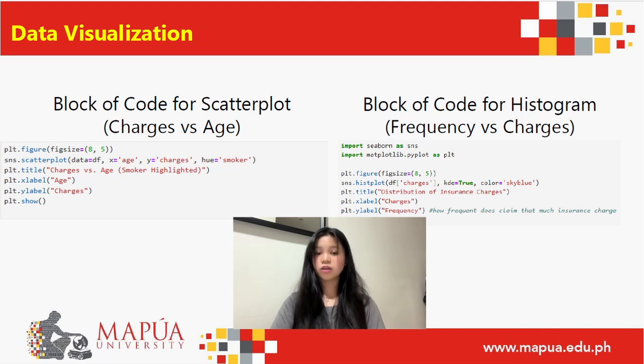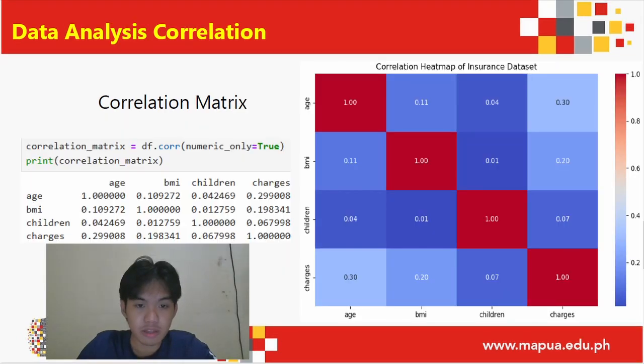The correlation matrix is a table that shows the strength and direction of relationships between pairs of numerical variables in the dataset. It illustrates the strength of the relationship between components of the dataset and the insurance charges. Values closer to 1 typically indicate a stronger relationship between the components.